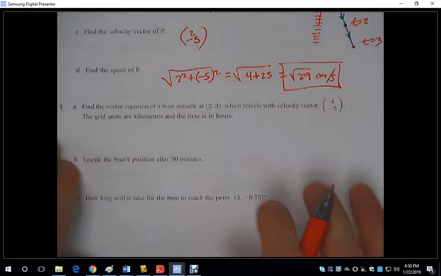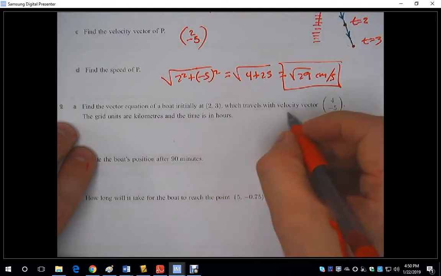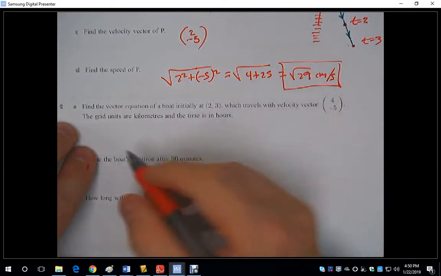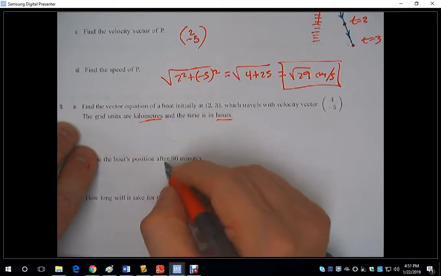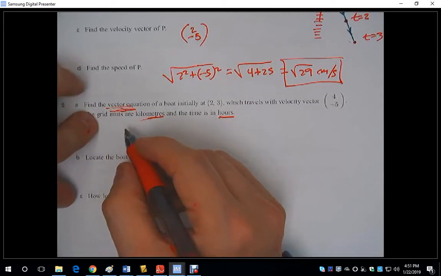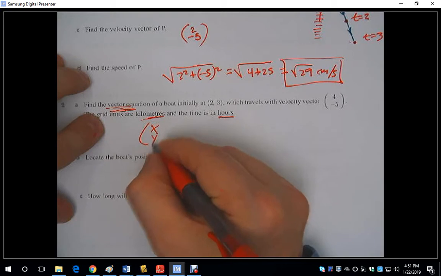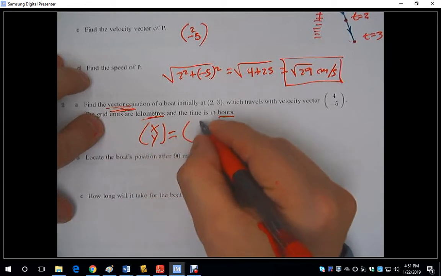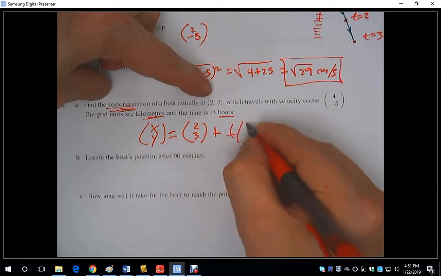Number 2 says find the vector equation of a boat initially at (2, 3), which travels with a velocity vector of (4, -5). The grid units are in kilometers and the time is in hours. So let's go ahead and write our vector equation as (x, y) equals our initial point, which is (2, 3), plus t times (4, -5).